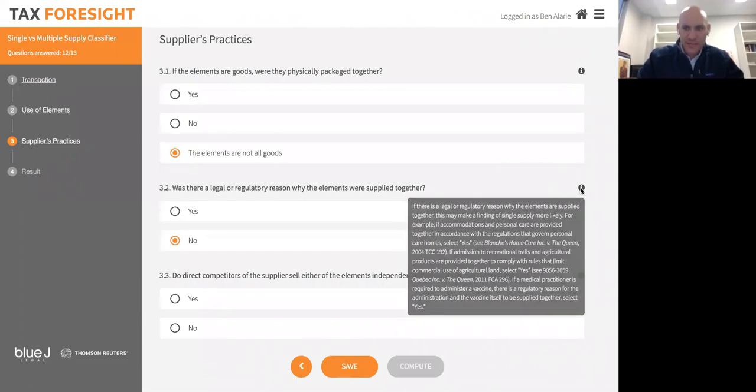Let's see what the tooltip says here. So the tooltip says, if there's a legal or regulatory reason why the elements are supplied together, this may make a finding of a single supply more likely. For example, if accommodations and personal care are provided together in accordance with the regulations that govern personal care homes, select yes. If admission to recreational trails and agricultural products are provided together to comply with rules that limit commercial use of agricultural land, select yes. If a medical practitioner is required to administer a vaccine, there is a regulatory reason for the administration of the vaccine itself to be supplied together.